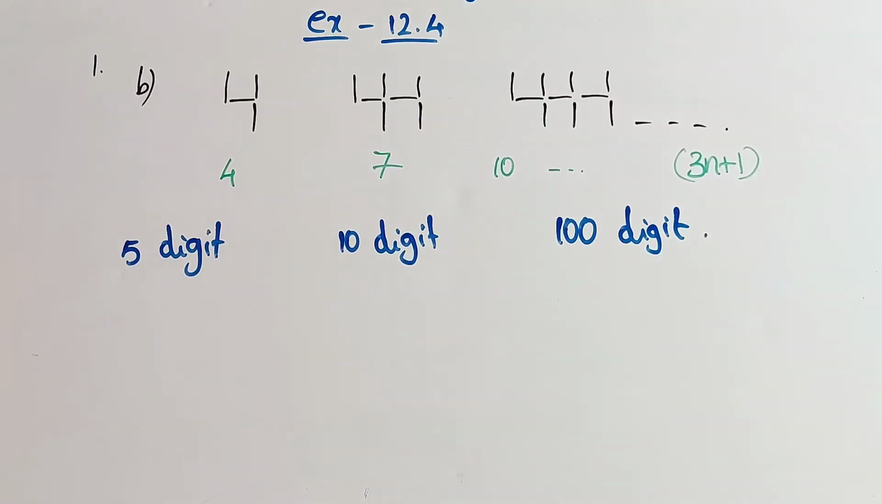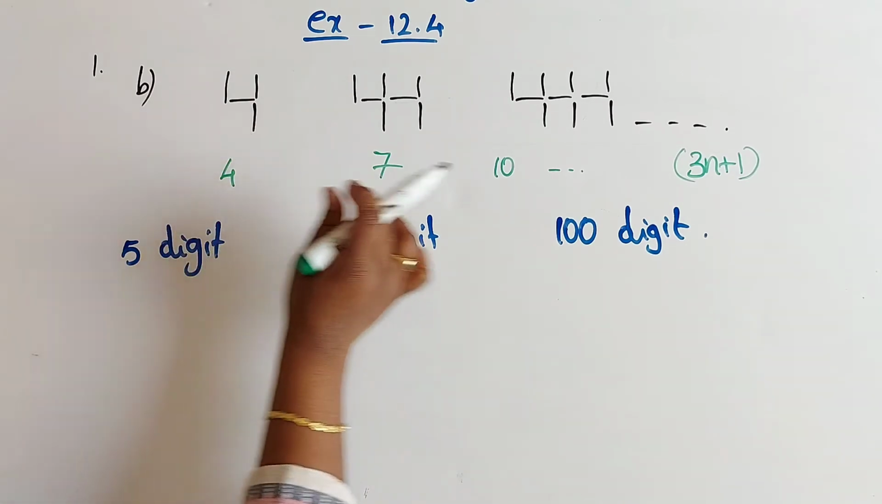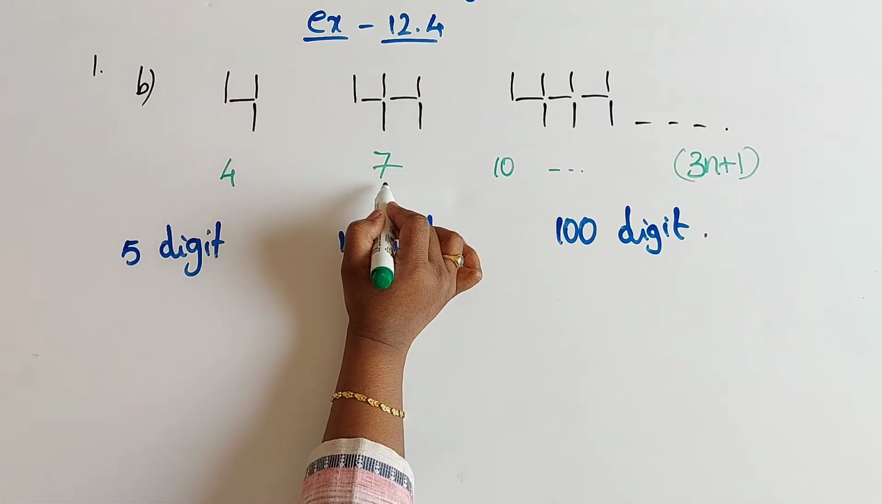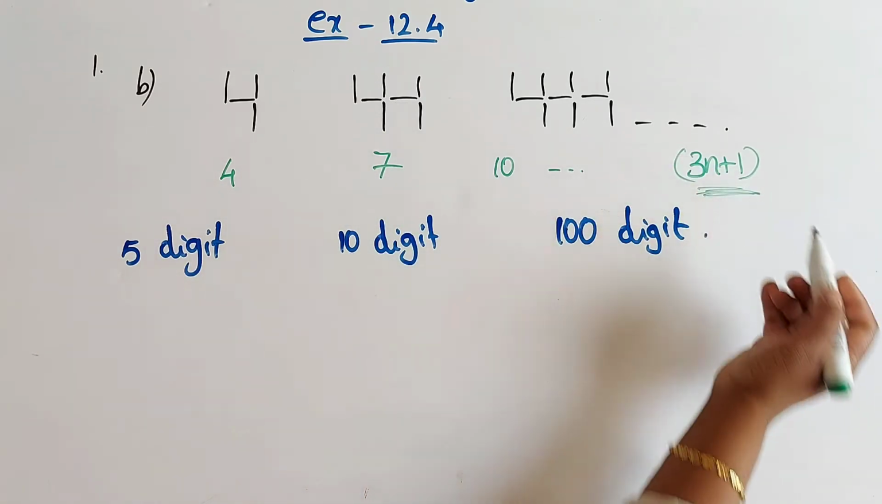Now second one, children, digit 4. Here we used 4 line segments to make digit 4. For 2 digit, 7 line segments. For 3 digit, 10 line segments. So on, 3n plus 1 is the pattern.